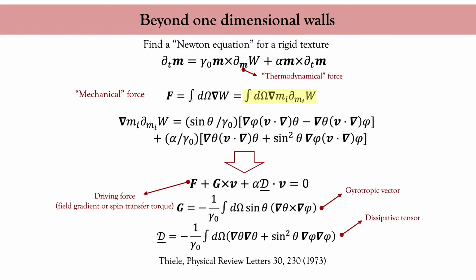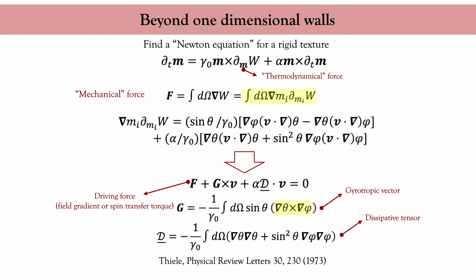Let's first neglect the gyrotropic vector. In this case, you see that the velocity is given by a balance between the applied force and the dissipation, which looks pretty much like the Drude model for conductivity. The gyrotropic vector has a very interesting role. You see that it involves the cross product between two spatial gradients, and as such, it only exists if the magnetic texture is two-dimensional at least.